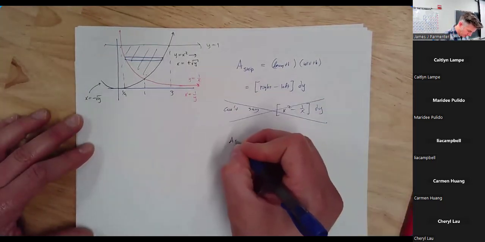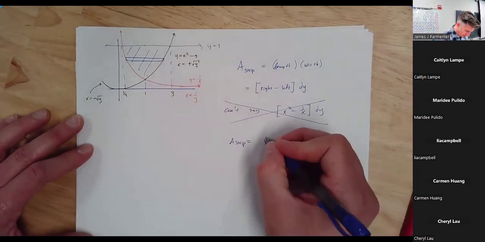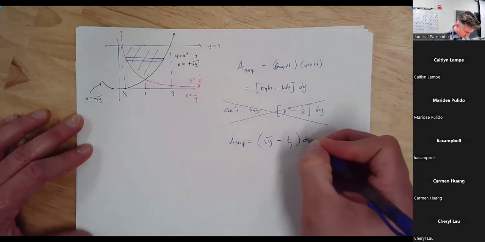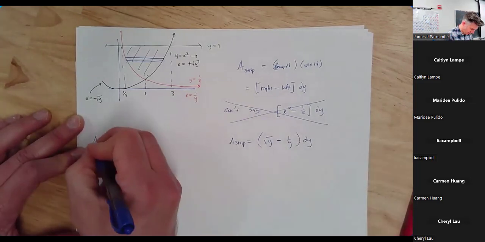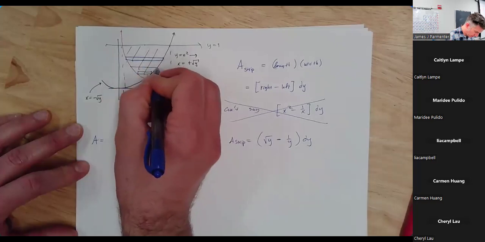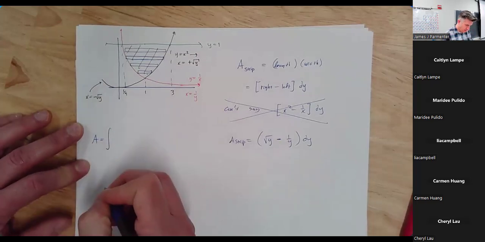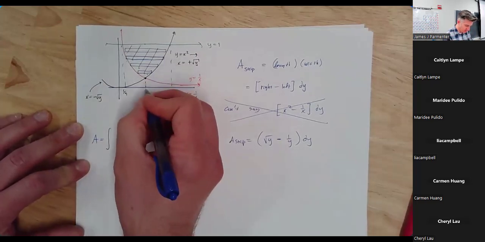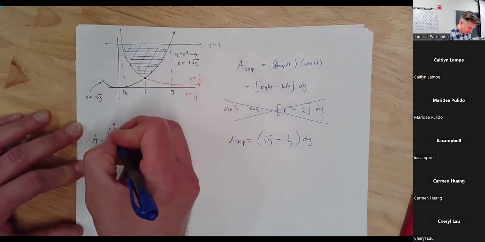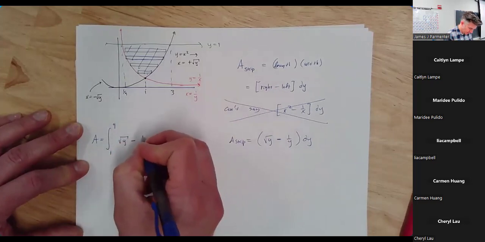So instead, we're going to say that the area of our strip is the right function, square root of y, minus the left function, 1 over y, all multiplied by dy. And then my total area is where we add up all the areas of the strips. So we're going to do the integral from as low as, well, the x value is 1, the y value is also 1, to as high as a y value of 9, of the right function minus the left function.